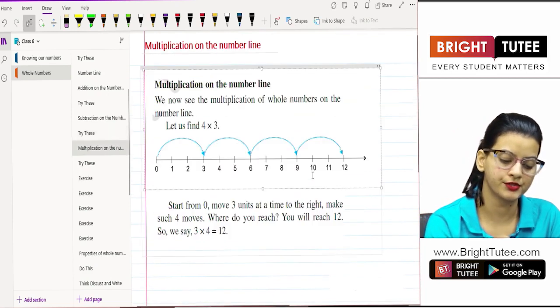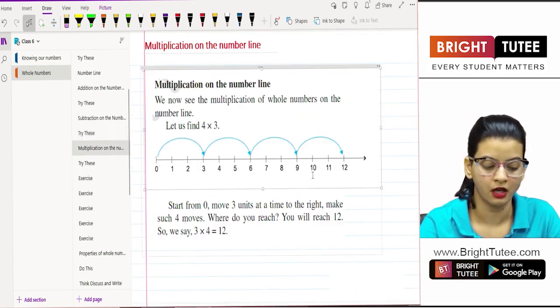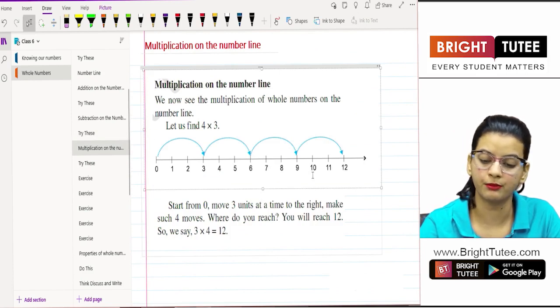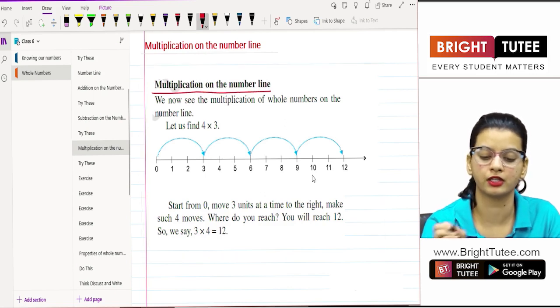Okay, now let's move to the next thing that is called multiplication on the number line. So now we are going to do the next arithmetic operation using the number line, that is called multiplication. Okay, so how do we multiply on the number line?